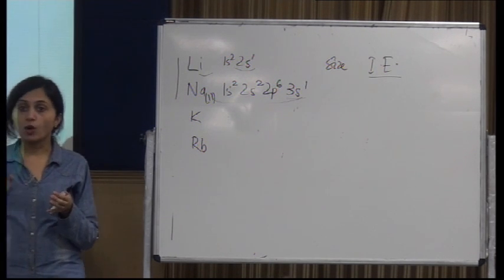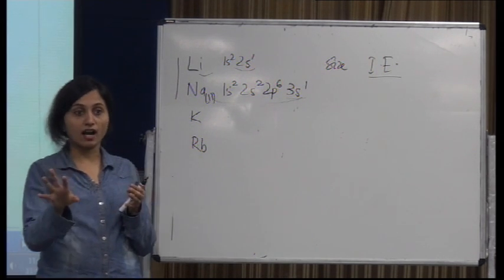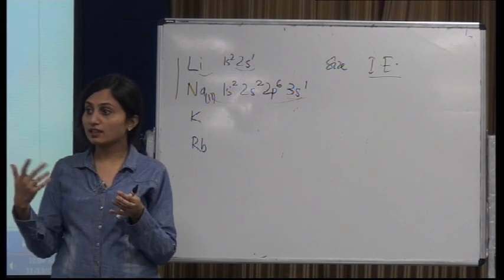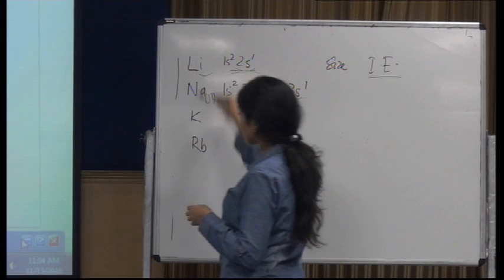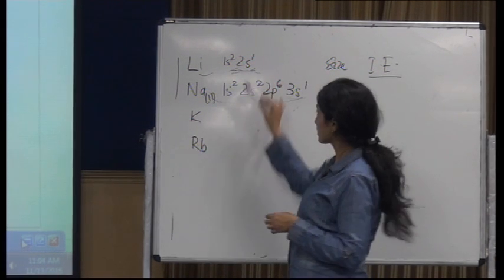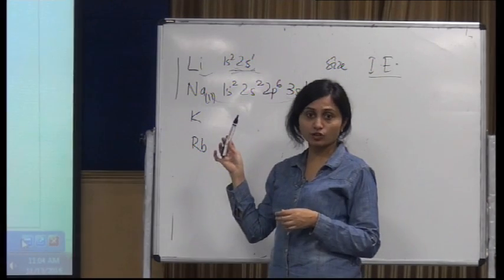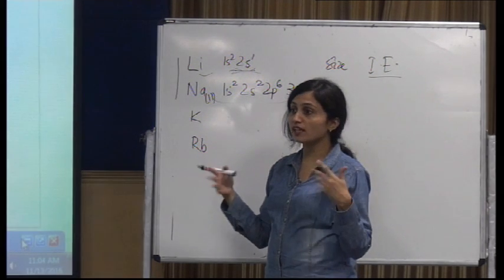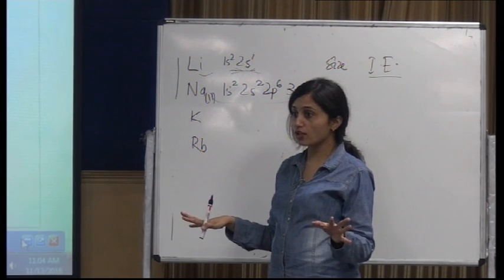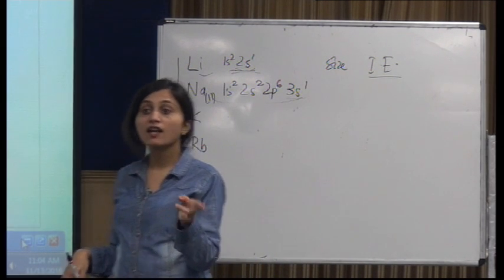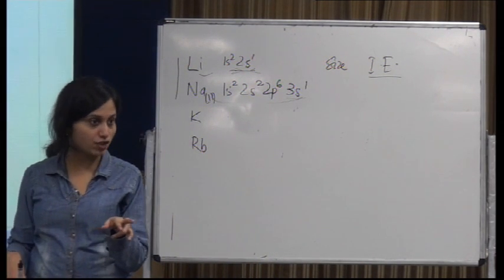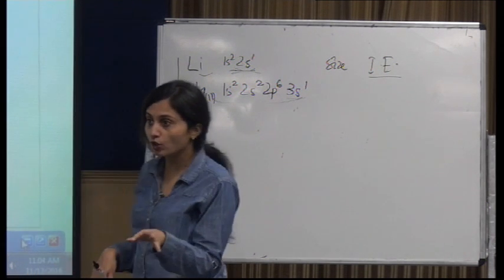Okay? And the more easily it gives the electron, the more it would like to give the electron. All these are electropositive in nature. Why? Because all of them have one electron in their valence shell. So all of them would be willing to lose electrons. So that means the tendency to lose electrons is more here. They are electropositive in nature.